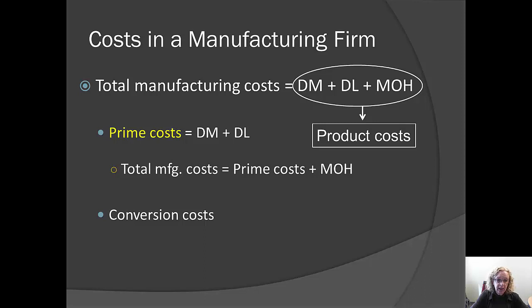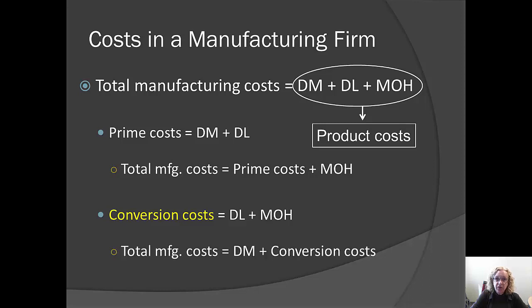Another way to think about our costs is in terms of conversion costs. That is direct labor plus overhead. In that case, we could say that our total manufacturing costs are our direct materials plus the conversion costs that were needed to transform those materials into finished goods. And we will use all of these formulas for manufacturing costs during the course of the semester.